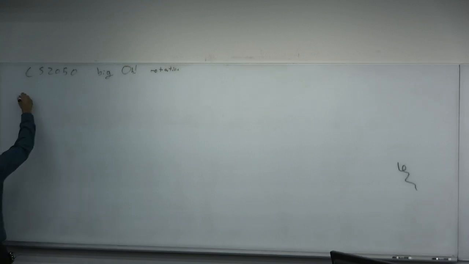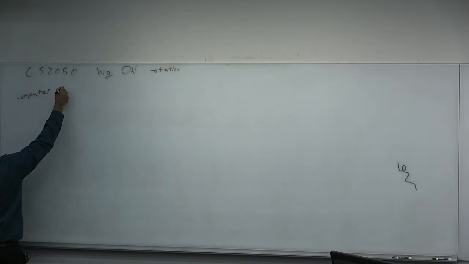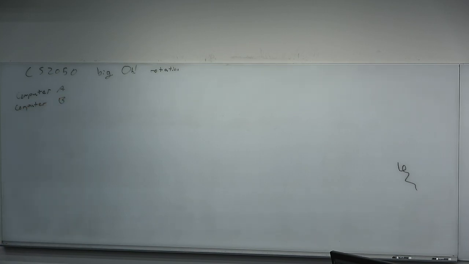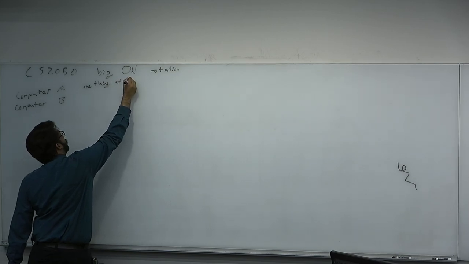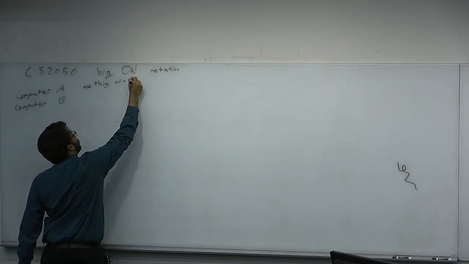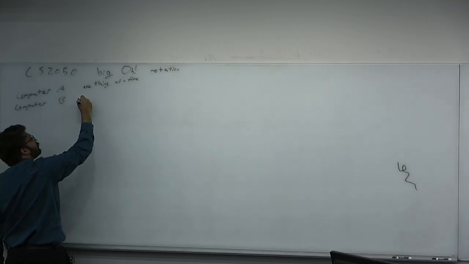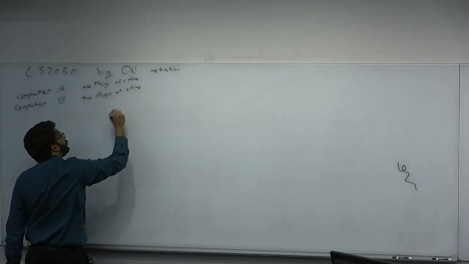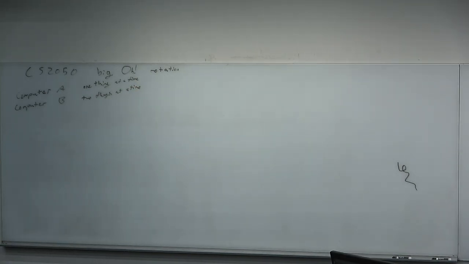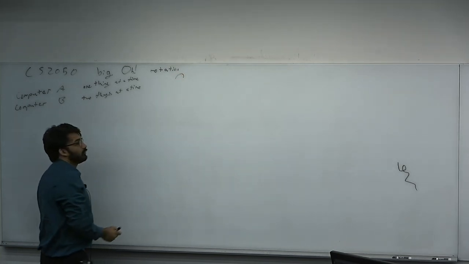Consider two computers. We have computer A and we have computer B. Suppose computer A can do one thing at a time. Computer B, maybe it has two cores. It can do two things at a time. If you give them the same task to do n things, computer A will have to do each thing one at a time, and it'll take computer A n steps to do n things.